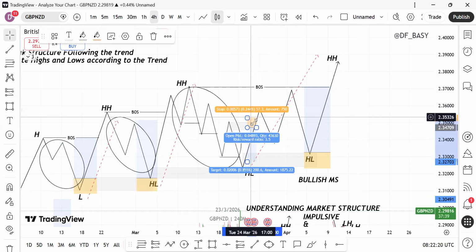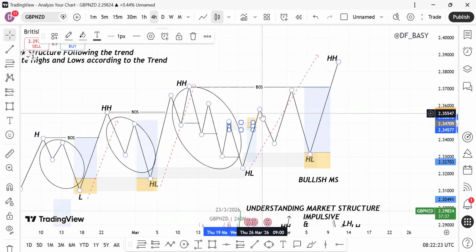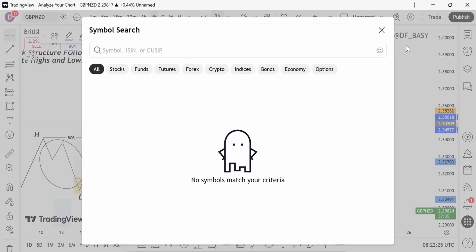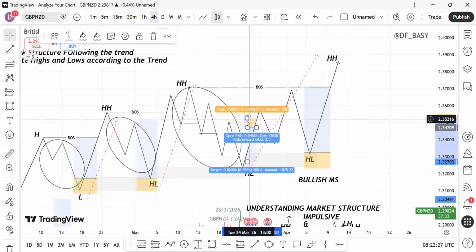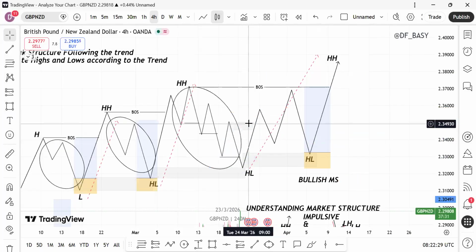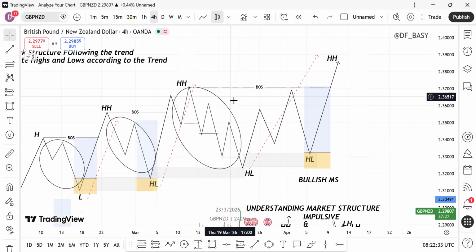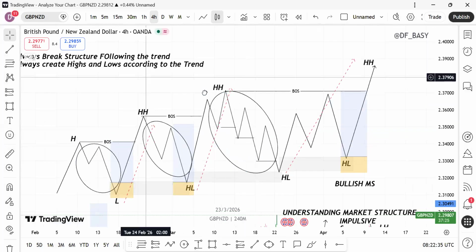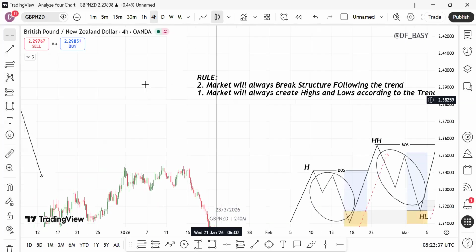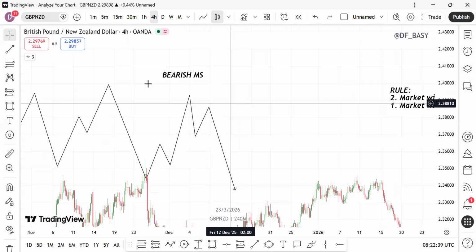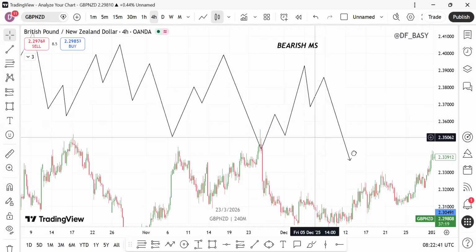So it's important to understand market structure, understand the overall trend of the market before taking a trade or before building a strategy. Because in every trading strategy, you need to understand this as a basic first. You need to understand how market structure plays out. So now that's a bullish market structure.